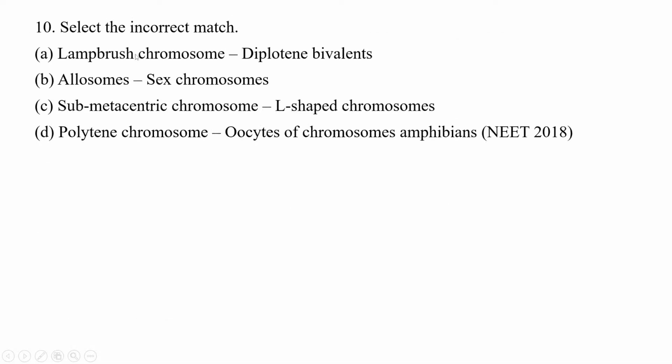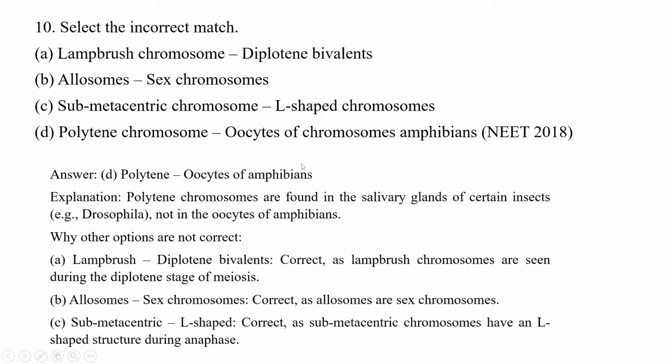Select the incorrect match. So Lampbrush chromosome, diplotene bivalents; allosome, sex chromosomes; submetacentric chromosome, L-shaped chromosomes; and polytene chromosome, oocytes of amphibians. In this question you have to find out the incorrect match. The incorrect match here is polytene, the oocytes of amphibians. Polytene chromosomes are found in the salivary glands of certain insects, not in the oocytes of amphibians.